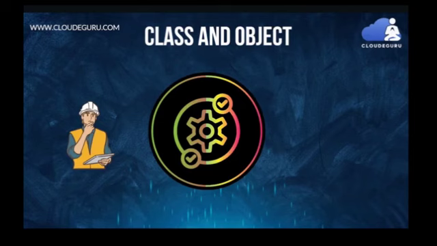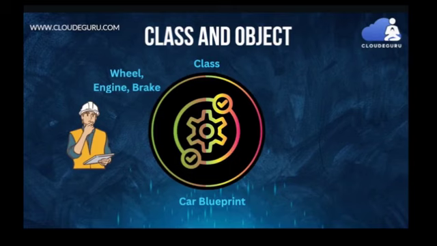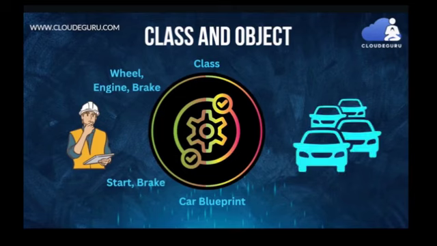Okay, you create a blueprint, and that blueprint is called a class. Then you identify what could be the properties of the car, like it will have wheels, engines, and brakes. Then you will identify the behaviors, like you can start, stop, brake, etc. Once you create this blueprint, using this blueprint you can create many instances or many implementations of this, and that will be the real time cars.